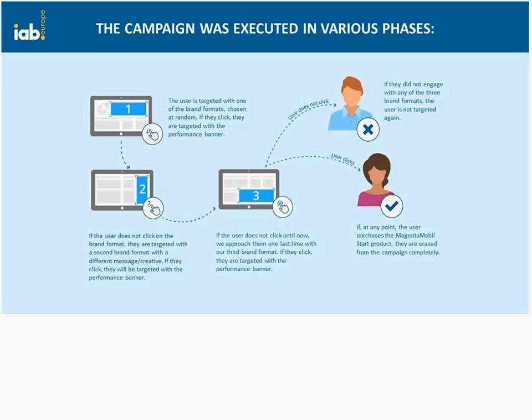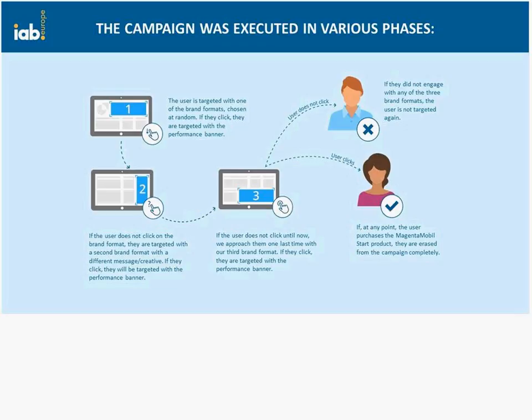The second stage of this was if the user did not click on the branded format and they weren't pulled in by that initial call to action, they're then targeted with a second brand format with a different message and a different variation on that creative. If they click, then they'll be targeted with a performance banner and again pushed down towards one of those KPI goals.